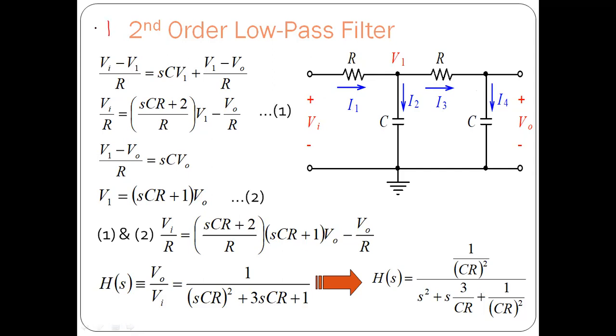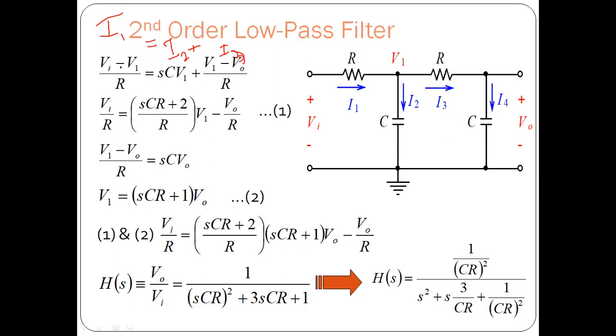So this is nothing but I1, which is equal to I2 plus I3. So we are going to write this in the form of nodal equations. That is, in voltages we are going to write KCL.